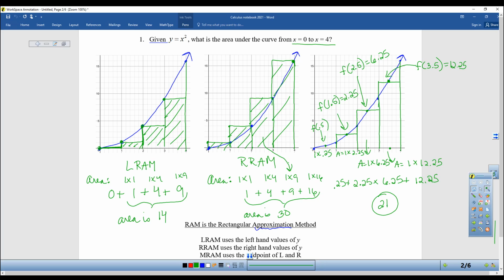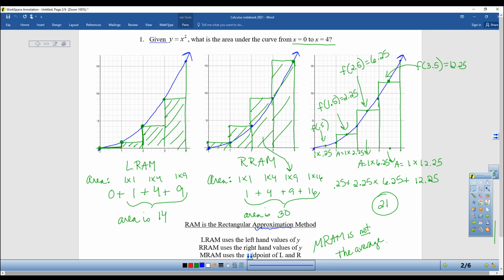But notice it is not the average. Okay? MRAM is not the average. So be really careful. It'd be very tempting to just do LRAM and RRAM and add them together. But 14 plus 30 is 44. So you'd get 22. So it's not exactly the same number.